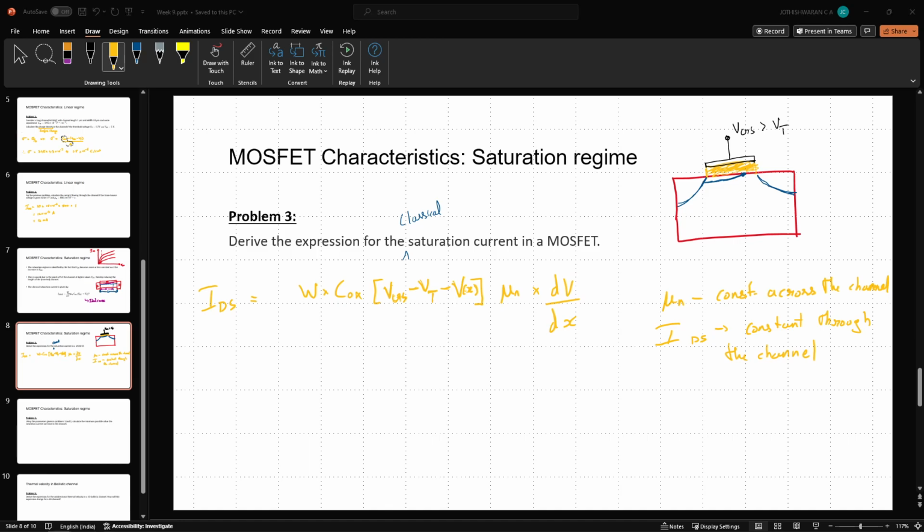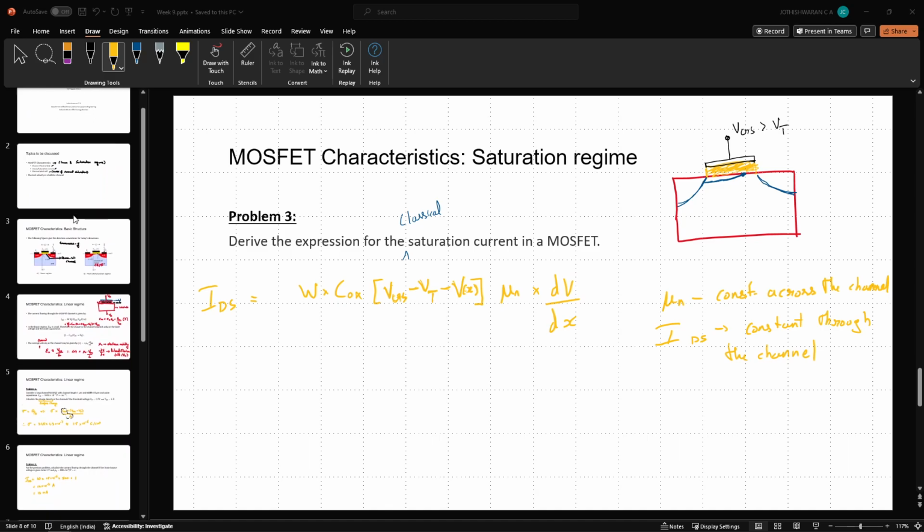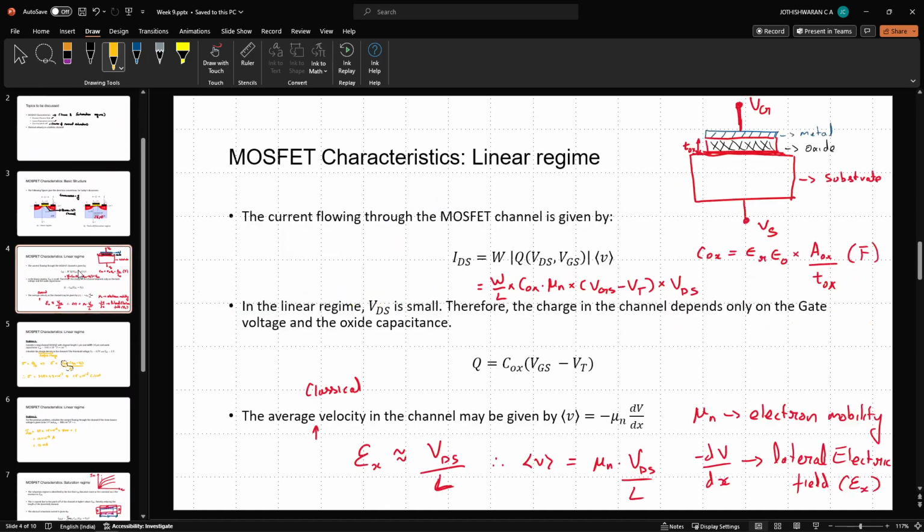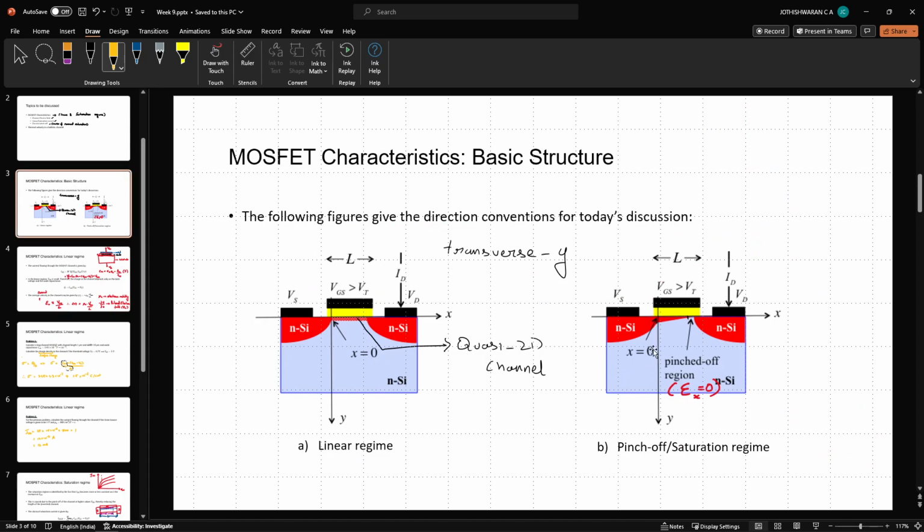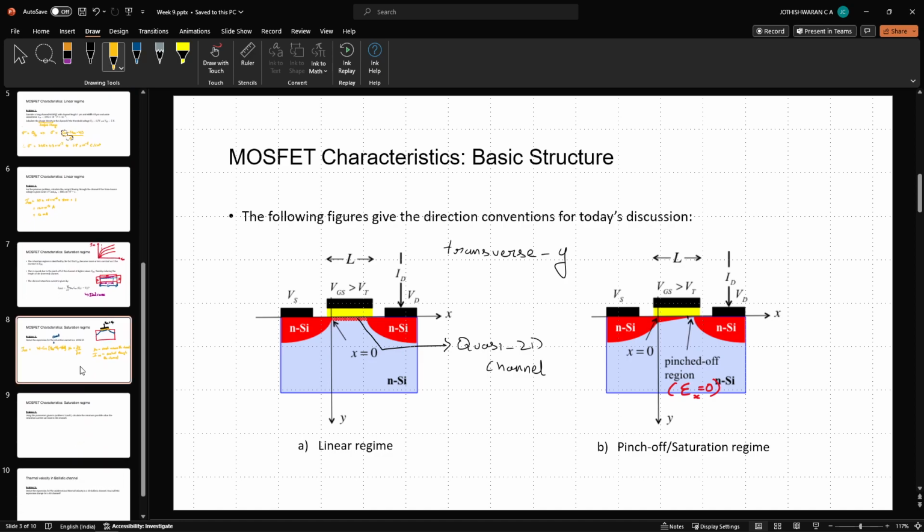From that, we can essentially say the following. If you go back to the figure here, remember that x equal to 0 starts from the beginning of the channel. Essentially, it starts just to the right of the source. So wherever we have our inversion region, the beginning of that marks x equal to 0. From there, going to x equal to L will give us the length of the channel. Okay, now continuing with our derivation.